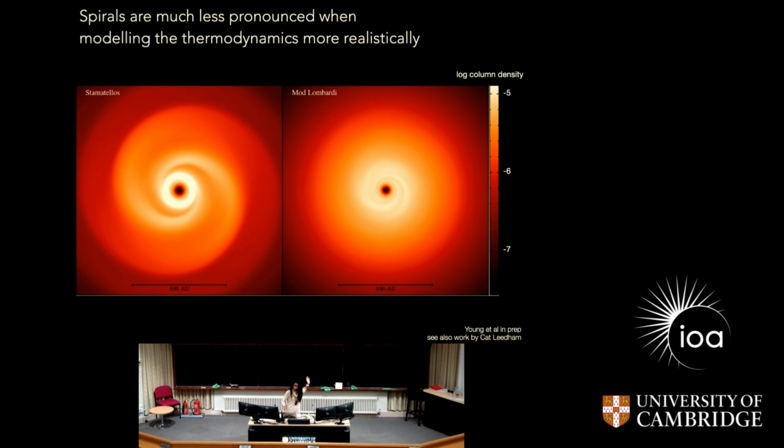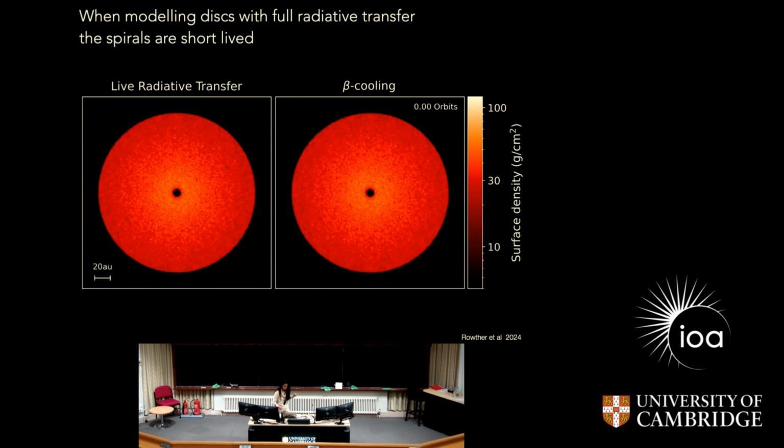So when we're thinking about modeling these disks more realistically, we actually end up losing that very pronounced spiral structure. When we go one step further and model these disks really properly with radiative transfer, and this is what Sauli Raather actually did recently, he did a comparison between two simulations.